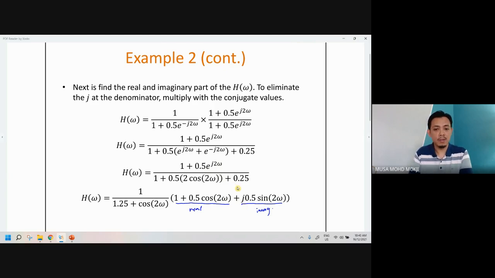Okay, we have separated the real and imaginary parts. Then we can do the magnitude and phase. The magnitude is the square root of real squared plus imaginary squared. The phase is the tangent inverse of the imaginary divided by the real. And this one can be just some multiplier only.